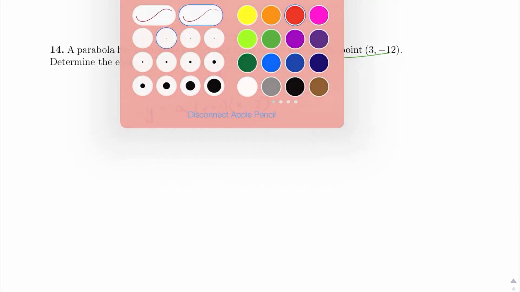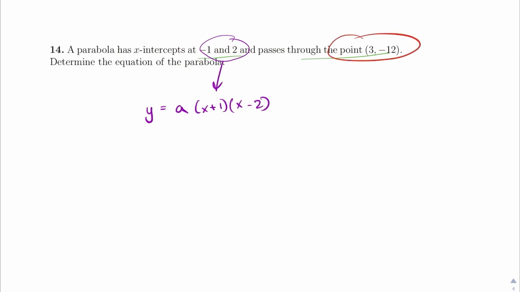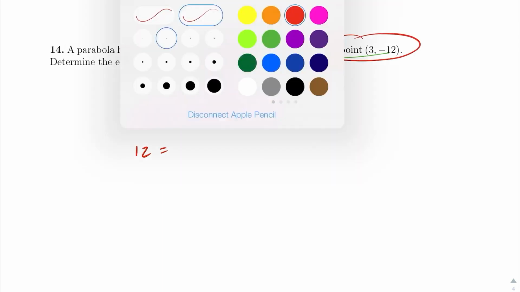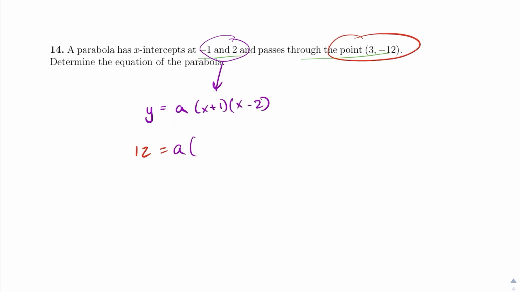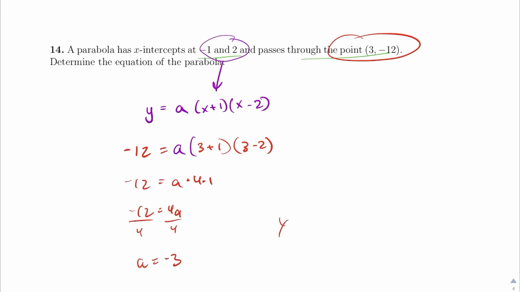Now, since we have this extra point that our graph goes through, we can plug in that point. So -12 is equal to a times (3 plus 1) times (3 minus 2), plugging in 3 for x. -12 is equal to a times 4 times 1. -12 is equal to 4a, divide by 4 on both sides, a is equal to -3, and we get y is equal to -3 times (x plus 1) times (x minus 2).